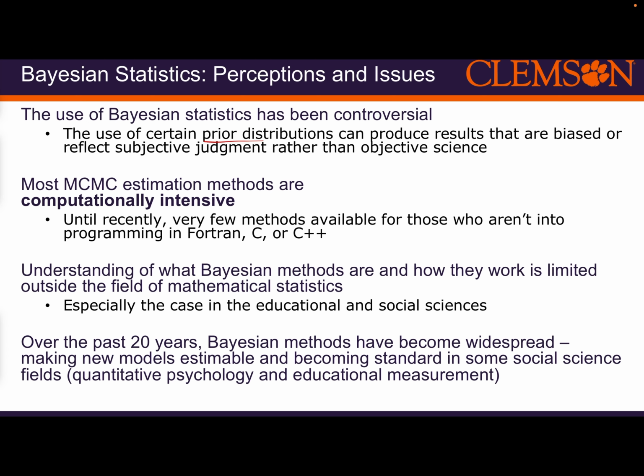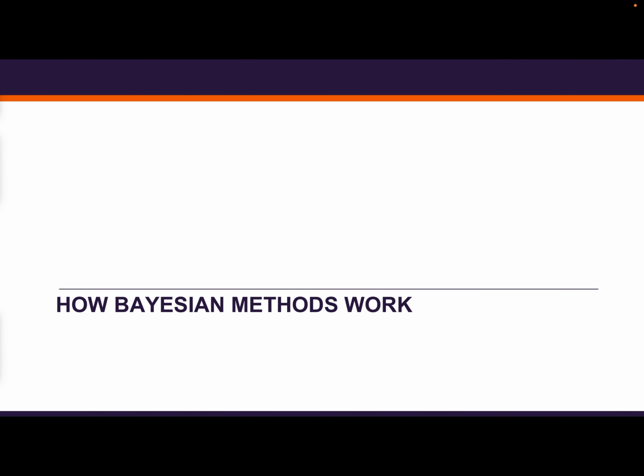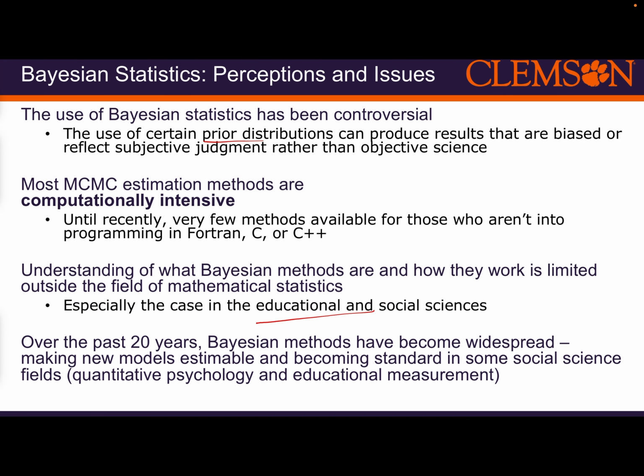The Institute of Education Sciences really does fund educational work, and we have seen a move toward more Bayesian methods in education in the last 10, 15 years because of the work, in part, of people like those who developed Stan. So in the past 20 years, Bayesian methods have really become widespread, making new models more estimable and becoming standard in some social science fields, such as quantitative psychology or educational measurement. So let's talk a little bit about how Bayesian methods work.